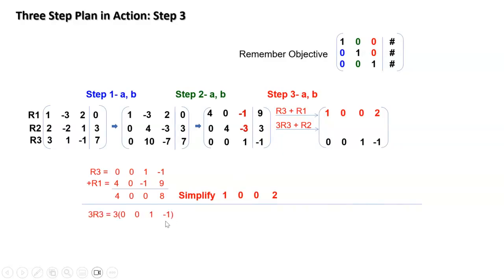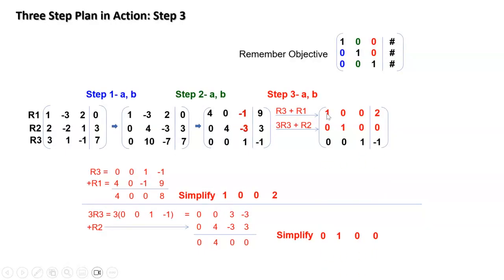Now I'm going to multiply 3 times row 3. So 3 times 0, 3 times 0, 3 times 1, and 3 times negative 1 will give us 0, 0, 3, negative 3. Plus row 2. And then if we add them, it's going to give us 0, 4, 0, 0. And again, we can simplify because this has to be a 1. It's got to be a 1 there. So divide everything by 4. It's going to give us 0, 1, 0, 0. That's my new row 2.